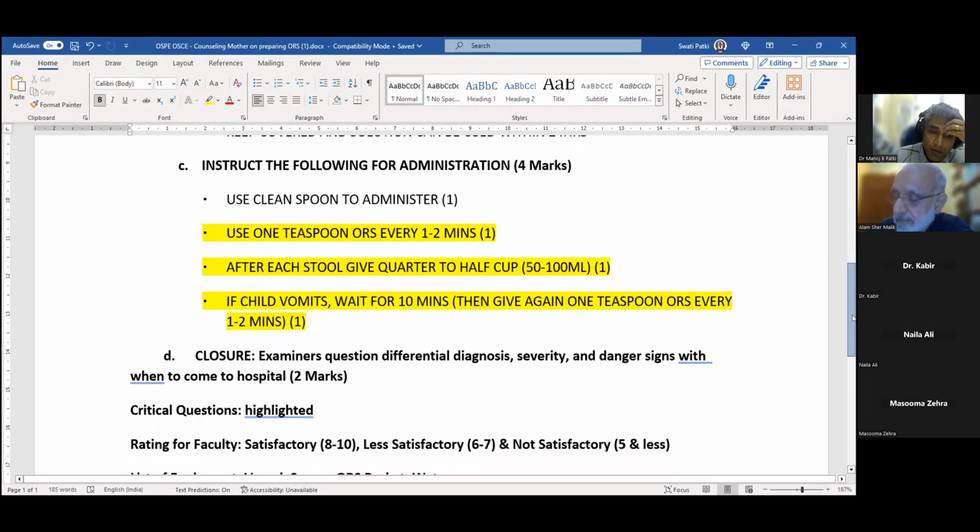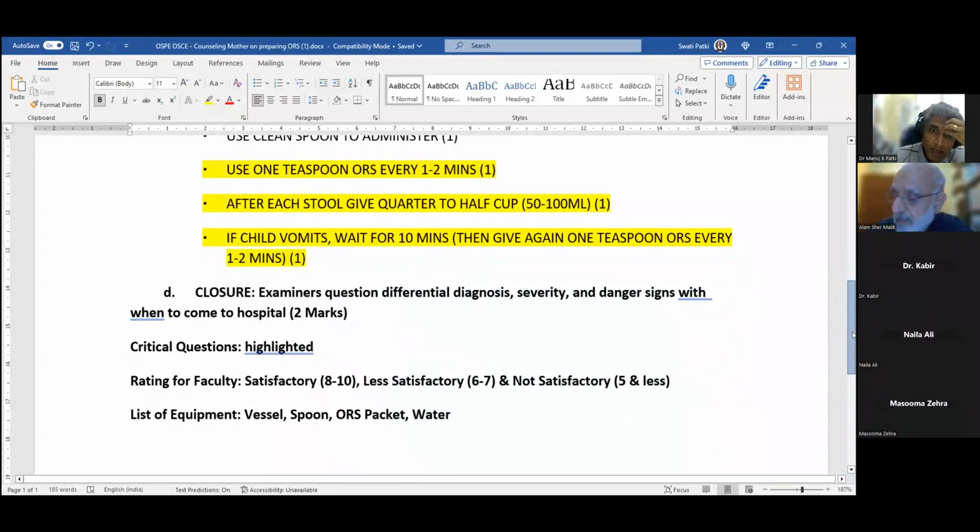Then the fourth part is closure. The examiner asks questions on whether he can ask a differential diagnosis or severity of diarrhea. Here we can play a video also, sir, of different severities and ask. And if there are any danger signs, when should the mother come to the hospital? These carry 2 marks.